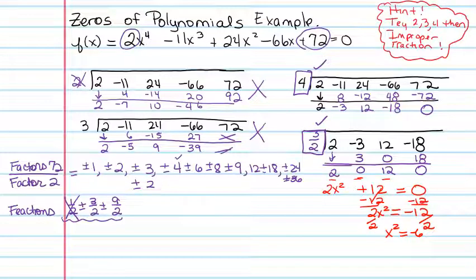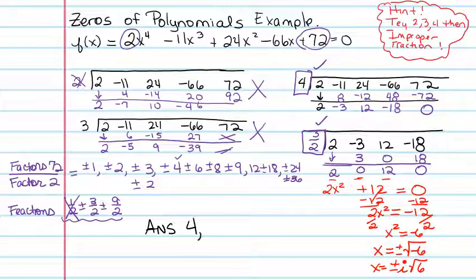And then I'm going to take the square root of both sides. The square root of negative 6, positive and negative, is going to be positive and negative i square root of 6. Okay, so now I'm done. My four answers, yes, it's a 4th degree polynomial. So these are my answers. My answers are 4, 3 over 2, positive i square root of 6, and negative i square root of 6.